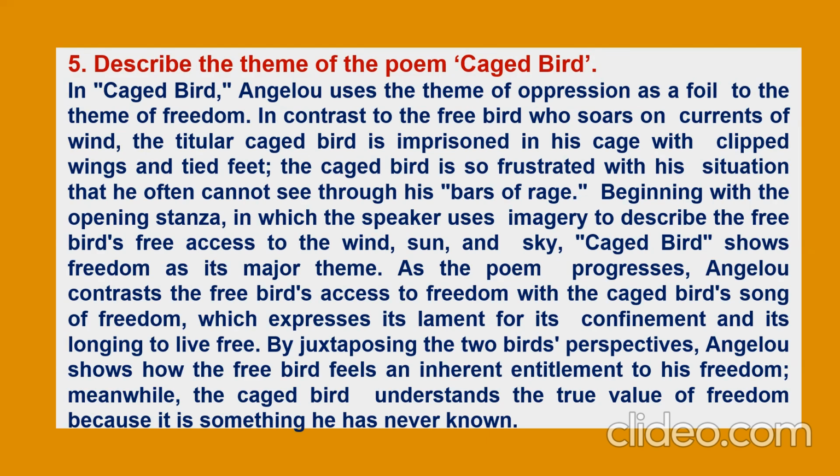Beginning with the opening stanza, in which the speaker uses imagery to describe the free bird's free access to the wind, sun, and sky, the poem shows freedom as its major theme. As the poem progresses, the poet contrasts the free bird's access to freedom with the caged bird's song of freedom, which shows its lament for its confinement and its longing to live free. By juxtaposing the two birds' perspectives, Maya Angelou shows how the free bird feels an inherent entitlement to his freedom. Meanwhile, the caged bird understands the true value of freedom because it is something he has never known or experienced or seen.